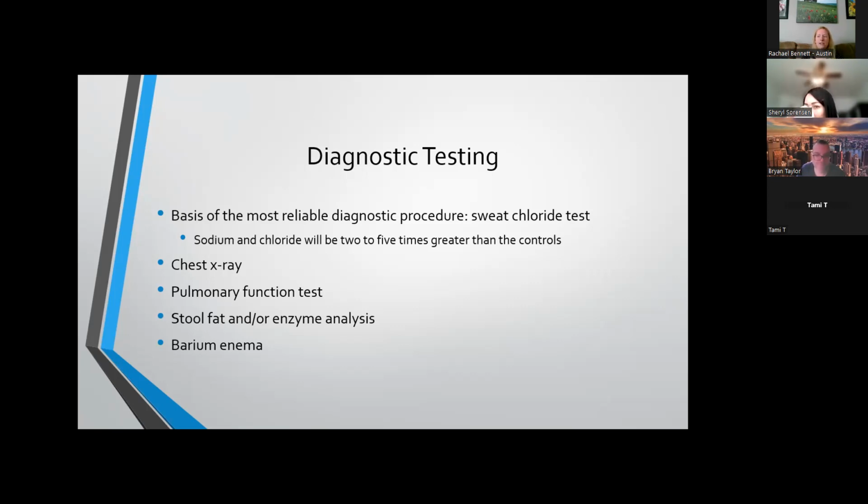The chest x-ray is going to help us look at the function and tell us if it's advanced cystic fibrosis. By the time we have diagnosed it, we're going to start to see some physiologic changes. The pulmonary function test is going to tell us how well that child is able to exchange gas, how well he's able to function. Stool fat and/or enzyme analysis is going to tell us where we're at with the malabsorption and our pancreatic enzymes. And the barium enema can be exploratory to see what's going on, but may also be effective in trying to clear out anything that may be in those intestines. So it can be exploratory or diagnostic and a treatment as well.